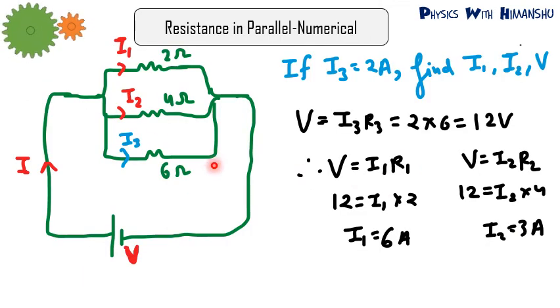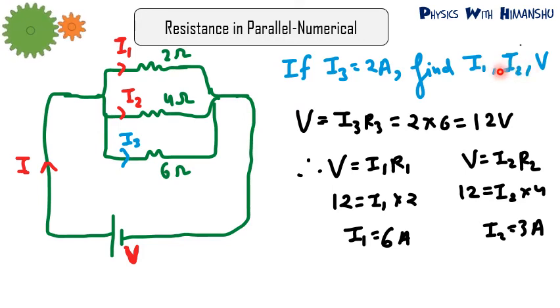Okay, here's another example. So suppose in this circuit we have a battery of potential difference V volt. The current is I from the battery and the current is divided into three parts: I1 from 2 ohm, I2 from 4 ohm and I3 from 6 ohm. And in the question it is given that I3 is 2 ampere. So current in 6 ohm is 2 ampere. Find I1, I2 and V.